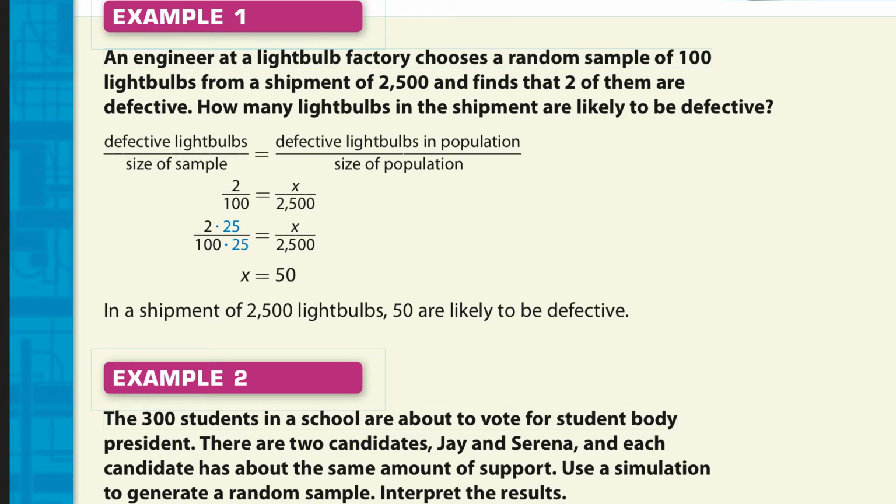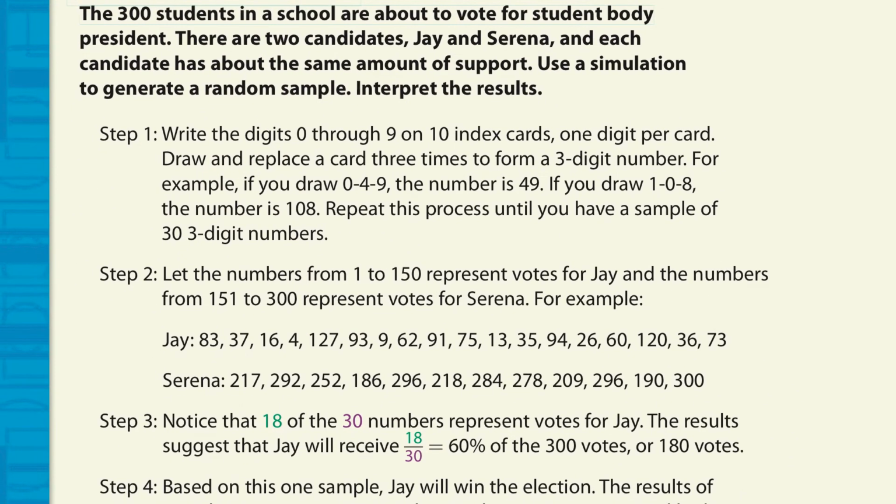So there you go. And then in the second example, there are 300 students in a school about to vote for student body president. There are 2 candidates, Jay and Serena, and each candidate has about the same amount of support. Use a simulation to generate a random sample. There's a lot of stuff here, right? Digits 0 through 9 on index cards. So they're modeling the situation.